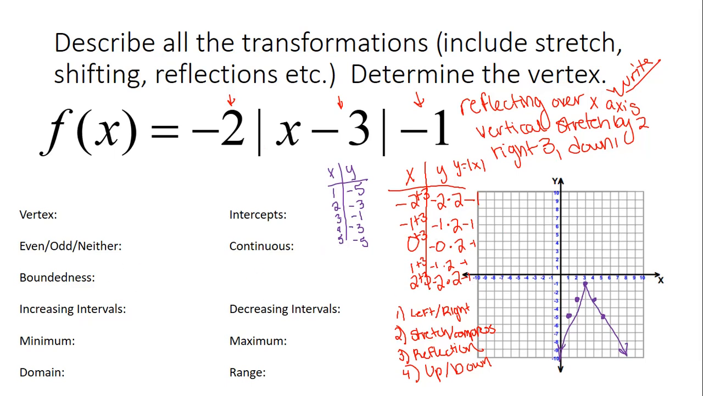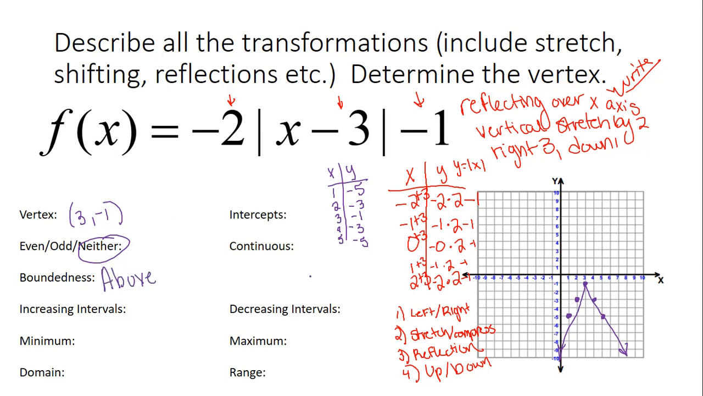Vertex, he ended up right in the middle here. He is (3, -1). This guy is neither. He is definitely not even because he doesn't fold along the y-axis, and he definitely doesn't have symmetry about the origin. He is bounded above, right?